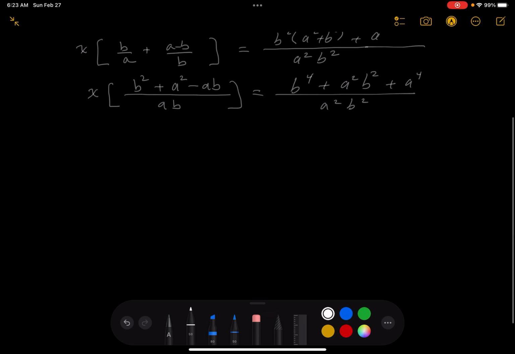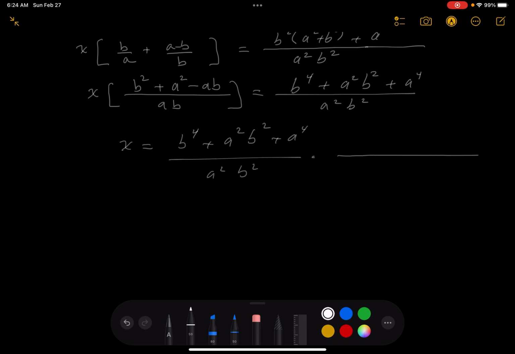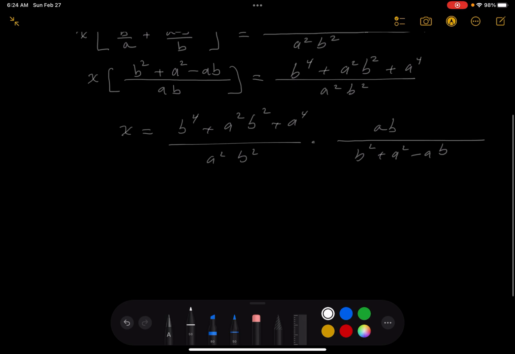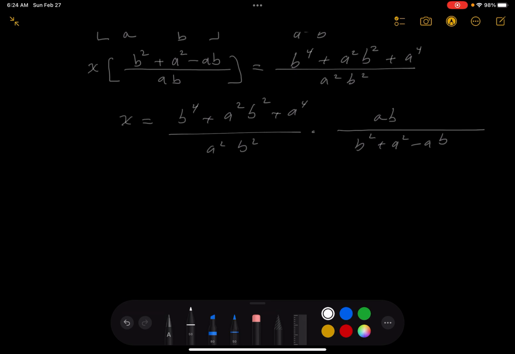I'm going to divide both sides by x's coefficient, and I get this. Now when I divide, I'm going to be multiplying by the reciprocal instead, all right? All right, let's keep looking. Well, I see some cancellations. That's good news. Just give me one second. And what do you get there?